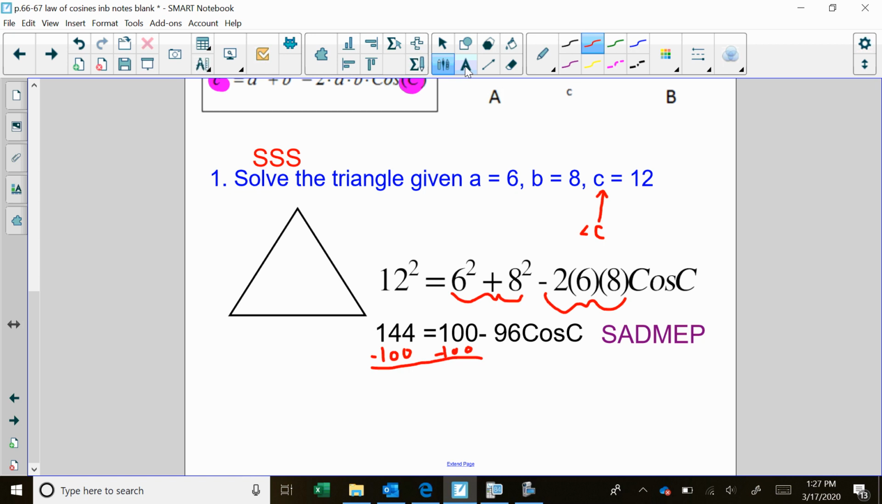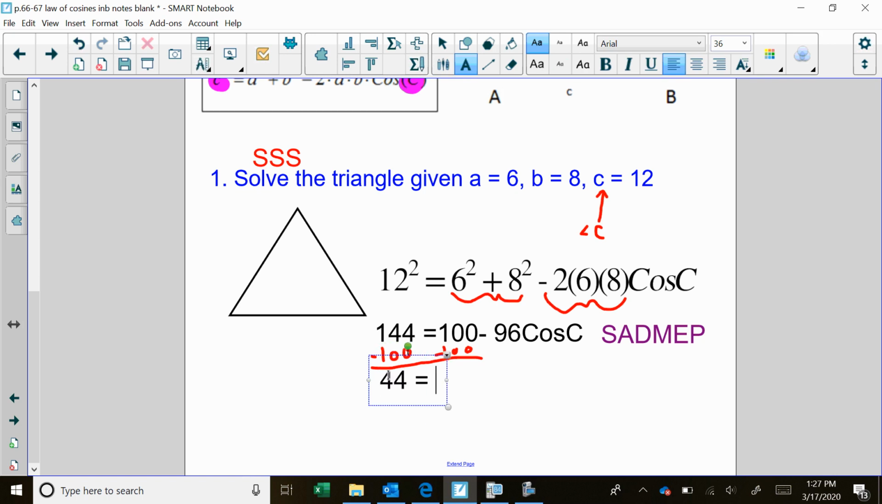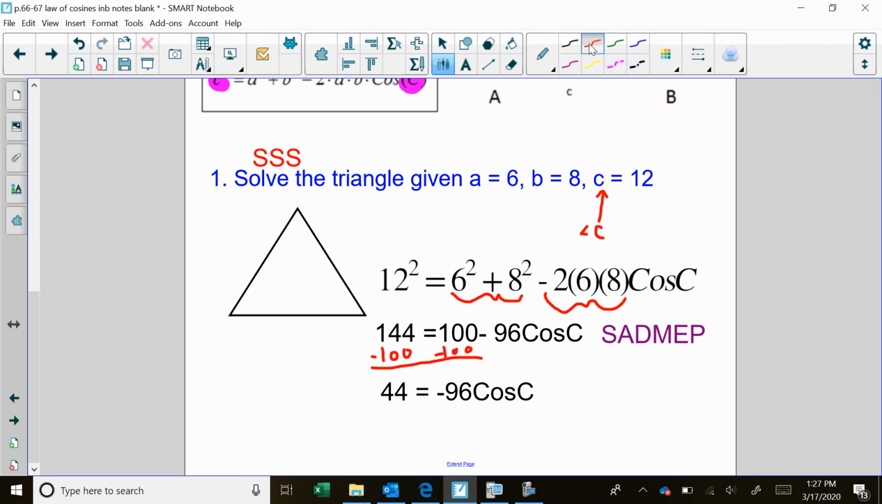That gives us 44. 44 equals negative 96 cosine of C. Okay, so we successfully did subtraction and addition. Is there any division or multiplication we can do? Yes, we can divide by negative 96. And this is okay, you're going to get a decimal out of this.